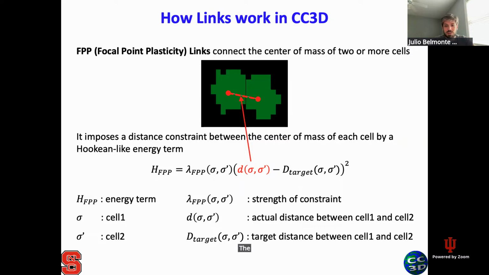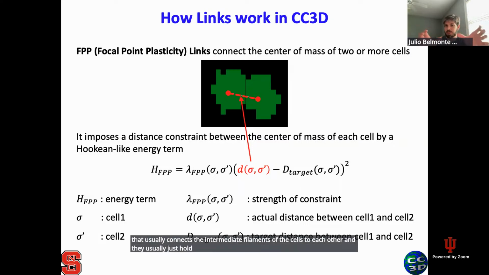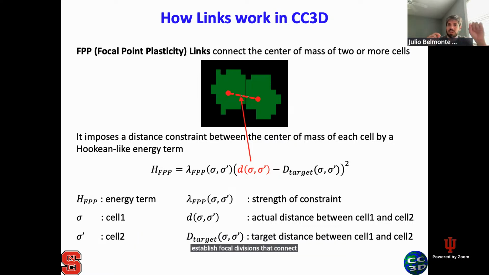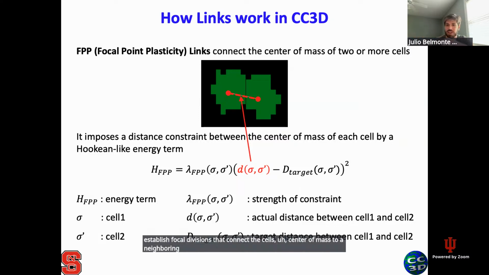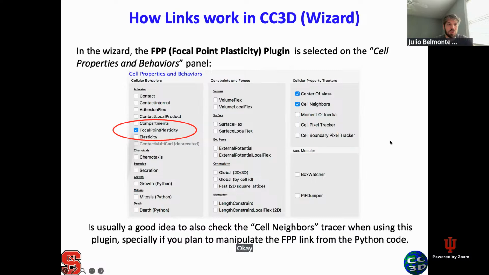The biological analog to links will be the focal adhesions, the desmosomes that connect the cells. The desmosomes are kind of focal adhesions that usually connect the intermediate filaments of the cells to each other, and they usually just hold the cells together. Intermediate filaments do not exert force, but they can resist forces. So you can think of these FPP links as this established focal adhesion that connects the cell's center of mass to a neighboring center of mass.